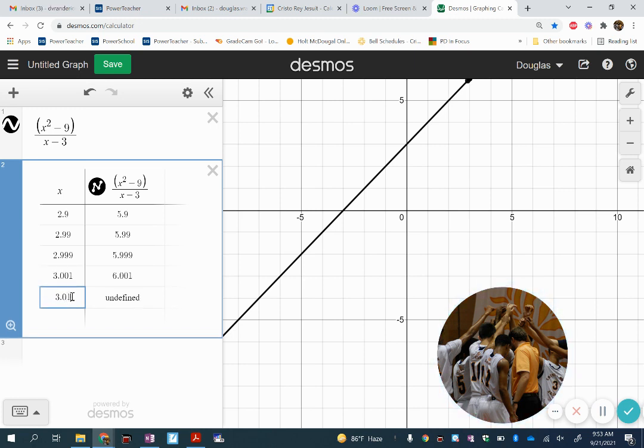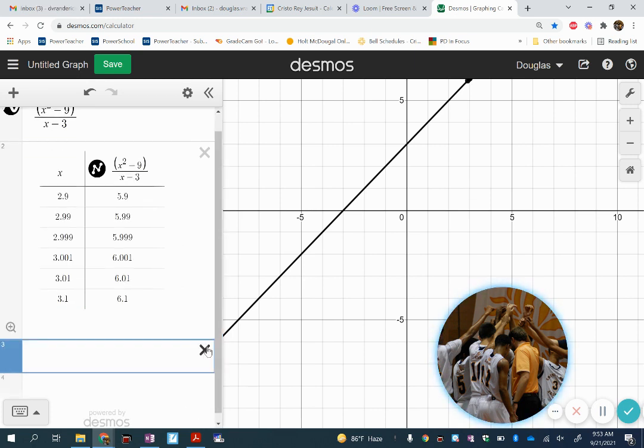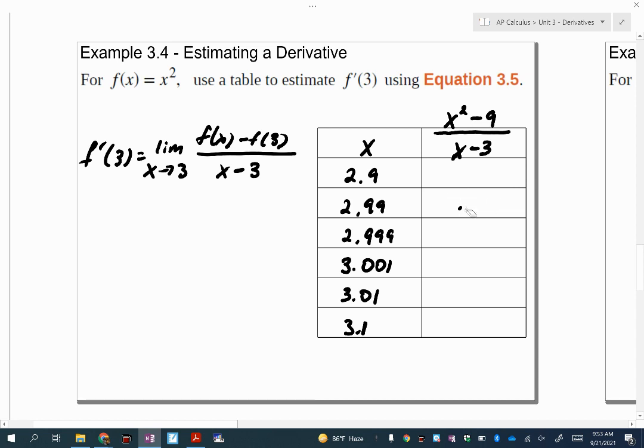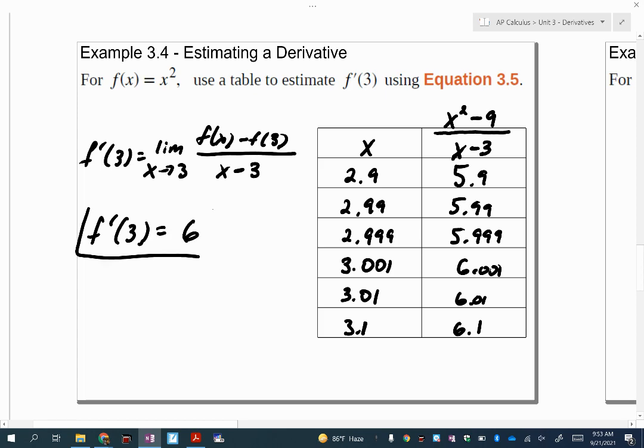Here's what I'll be writing down. Okay, this makes more sense. I was thinking, I know the answer is 6, what am I doing wrong? All right, so let me write these numbers down: 5.9, 5.99, 5.999, 6.001, 6.01, and 6.1. You can see that as we approach from just below 3 and just above 3, from both sides of 3, we're hitting 6. So f prime of 3 is 6.